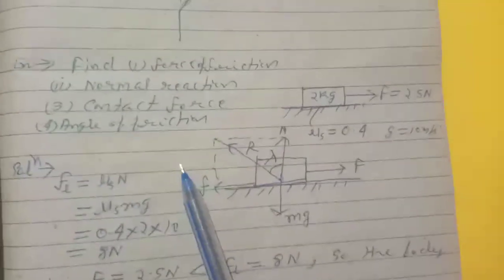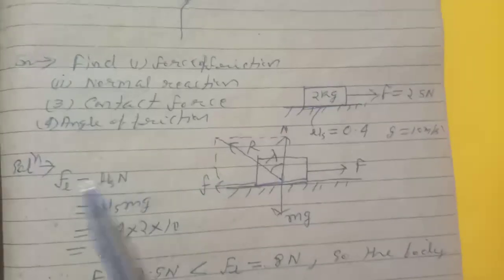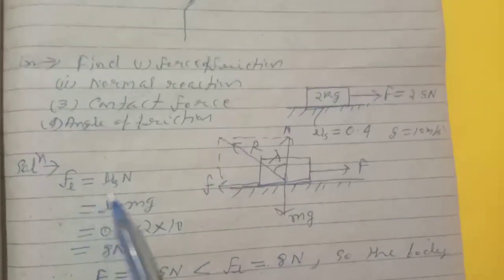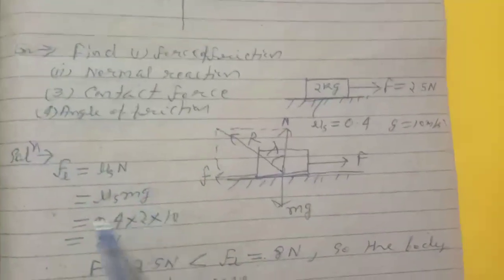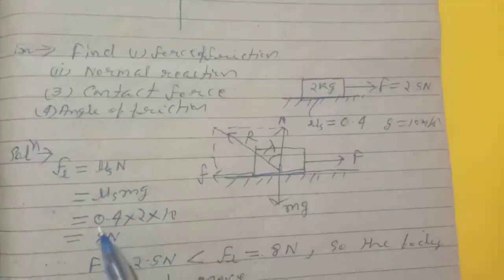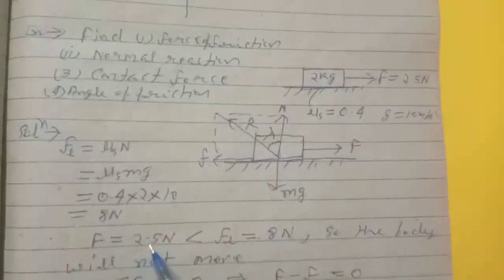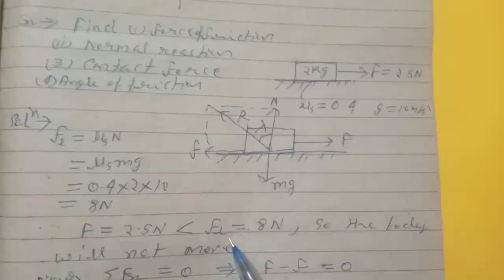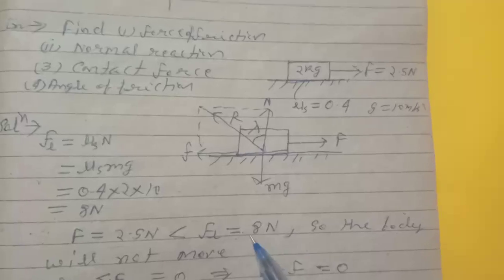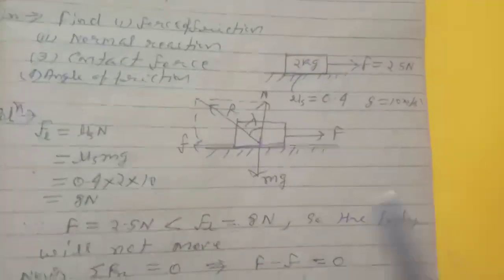First, we calculate the limiting friction force, that is FL equals mu s into N. So this will be mu s into mg equals 0.4 into 2 into 10 equals 8 Newton. Now F, 2.5 Newton, is less than FL, that is the limiting friction, 8 Newton. So the body will not move.